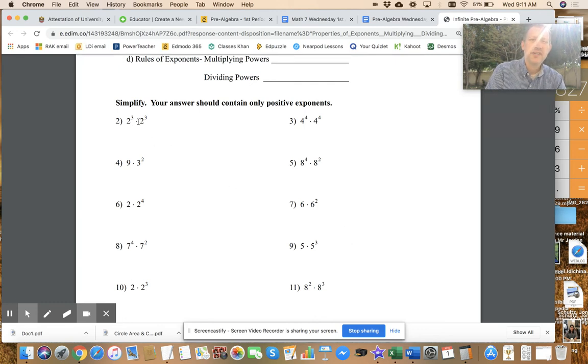2 to the third times 2 to the third. Well, the base is the same, so we can multiply them together. So we have 2 to the 3 plus 3, which would be 2 to the 6.